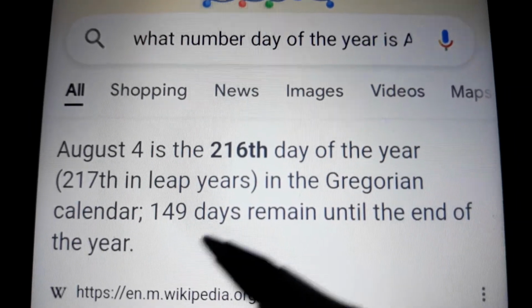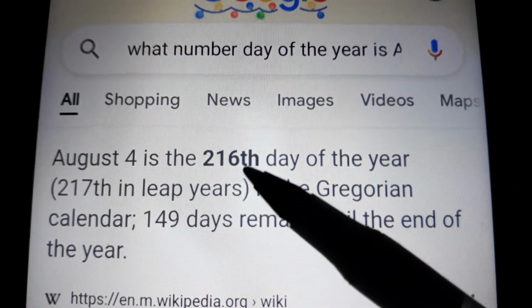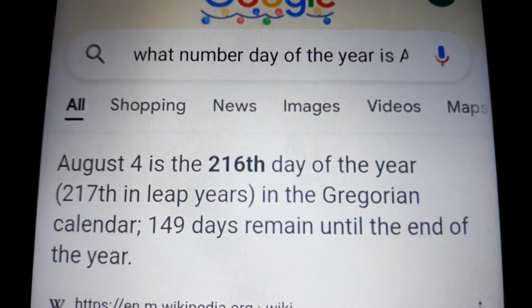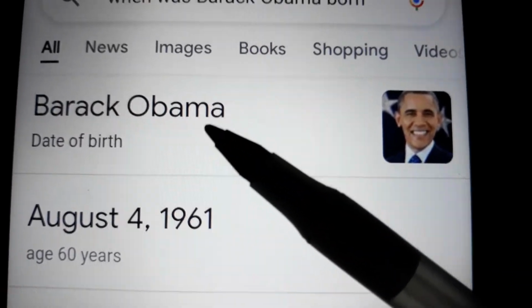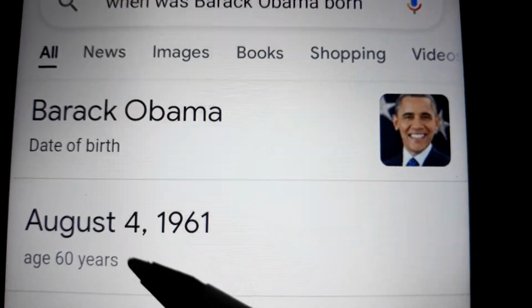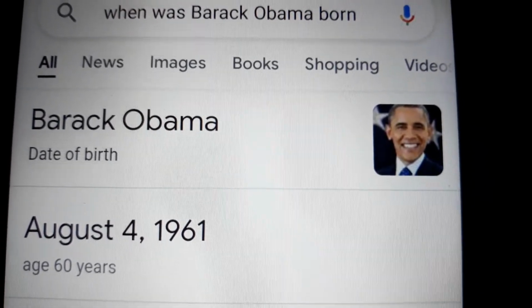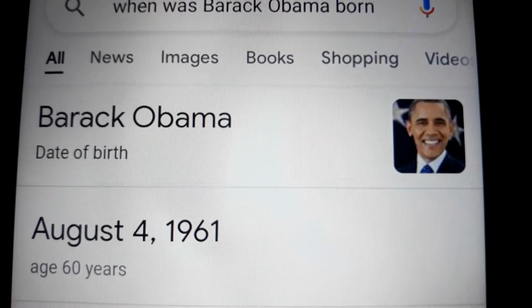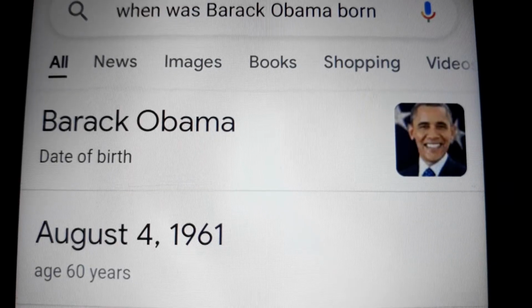And that's why August 4th is such an important day, because it's the 216th day of the year, the 216. And August 4th is the day Barack Obama was born, okay? And that's the only reason he was chosen. But there's one more reason why he was chosen to play this, to be the third wheel in this devil twins of Trump and Elvis.